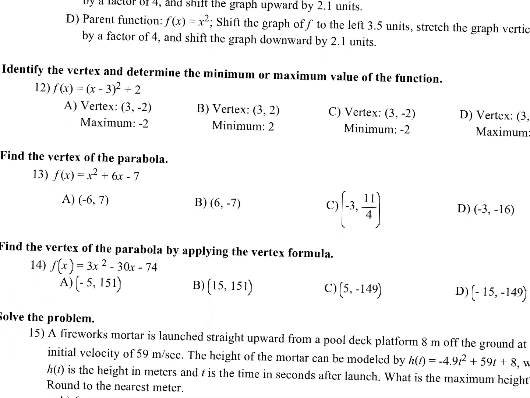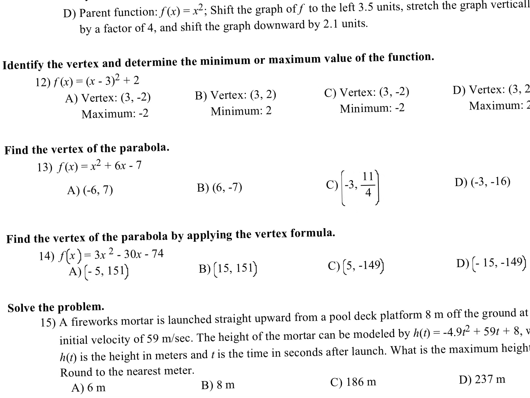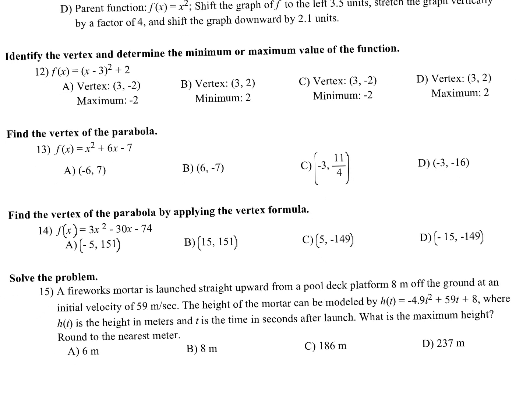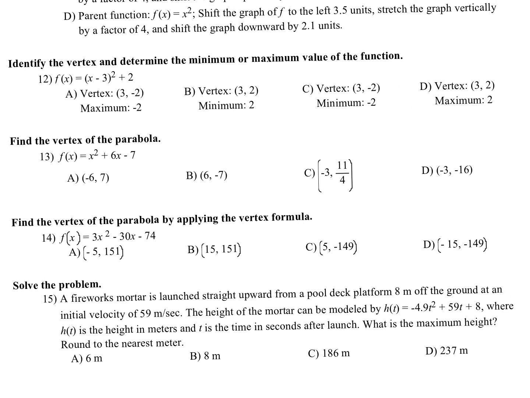Number 12, identify the vertex and determine the minimum or maximum value of the function. All right, so this is already in vertex form, which is great. So if you remember that we can actually use transformations, or we can just, if we have that memorized, we can use the memorization technique. But basically, this would go to the right 3 and up 2, or you change the sign, keep the sign. So the vertex is at (3, 2), which eliminates some of these choices. And then, since it's a positive quadratic, it's going to have this general shape of a U. It's called a parabola, which means it does have a minimum value and not a maximum value.